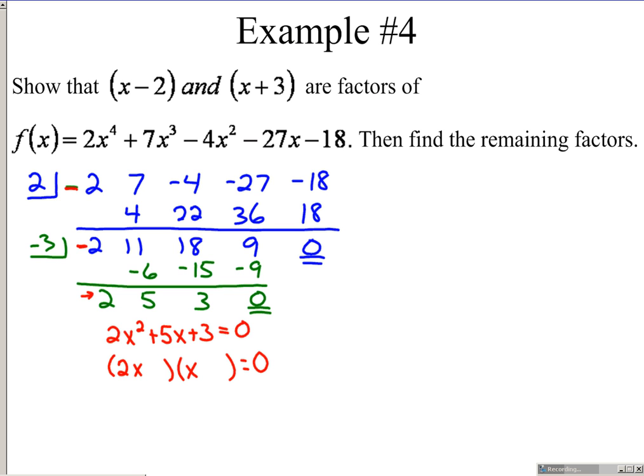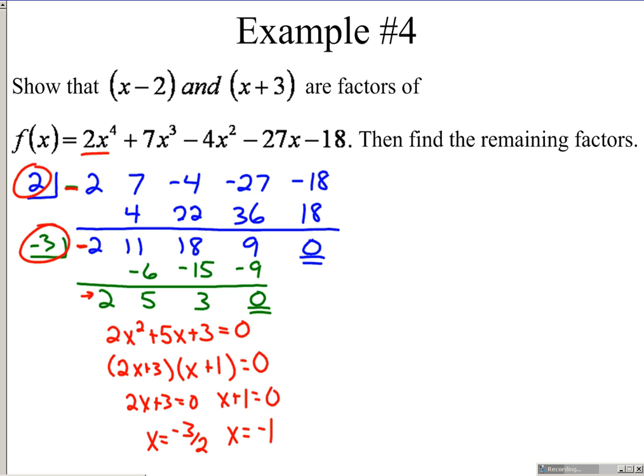When we go ahead and factor this, we get 2x plus 3 and x plus 1. Set each of those factors equal to 0. Our final two solutions are negative 3/2 and negative 1. So our four solutions to this degree 4 equation are 2, negative 3, negative 3/2, and negative 1.